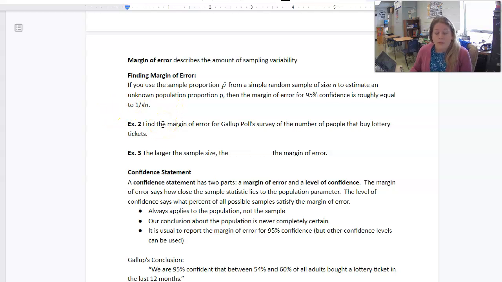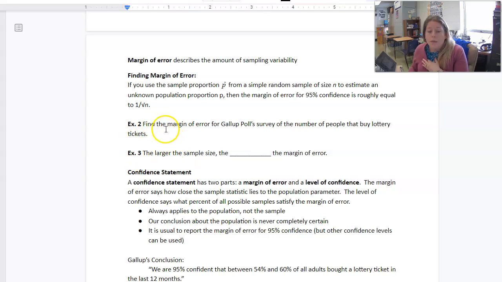So the margin of error represents how much leeway we can get. So if we have a small margin of error, that means our data is really tight. Like, I'm only going to go up 1 or 2. But if I have a larger margin of error, that means I might go plus or minus 5 from my original data. Find the margin of error for the Gallup poll.